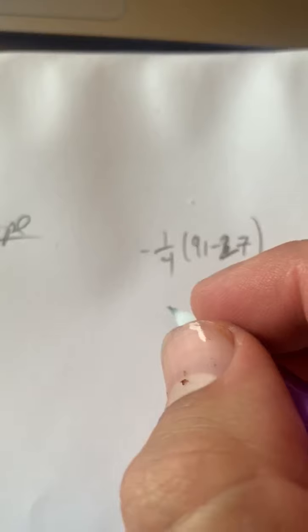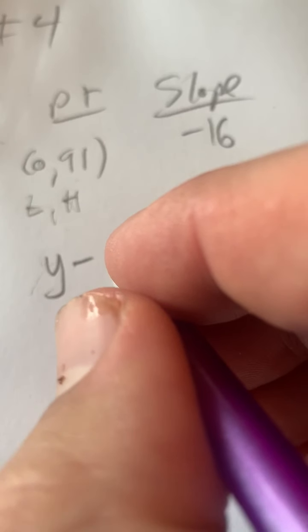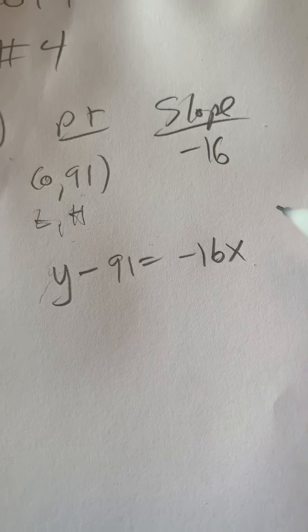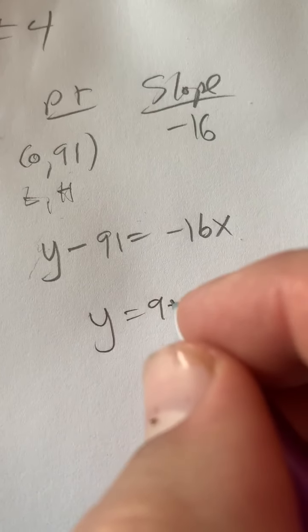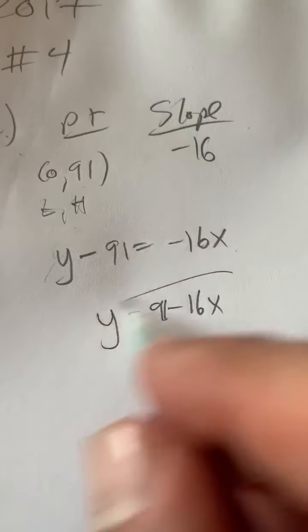So I plug a 91 into this equation. I get negative 1/4 times 91 minus 27, which is 64, so 1/4 of that is negative 16. Then I write an equation: y minus 91 equals negative 16 times x minus 0. So I get y equals 91 minus 16x, and that should probably be 16t to be accurate, but that's fine.